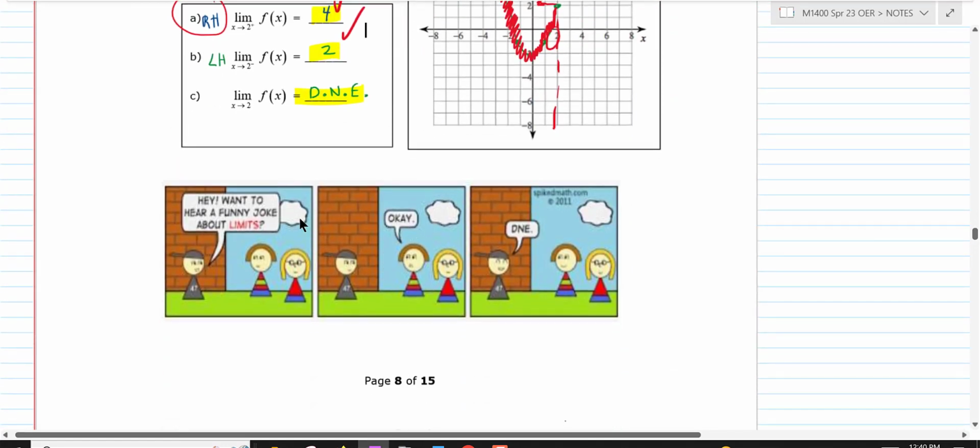I liked this joke. Some of these jokes I see online are kind of stupid, but I actually like this one. What, you want to hear a funny joke about limits? Does not exist. I thought that was cute.